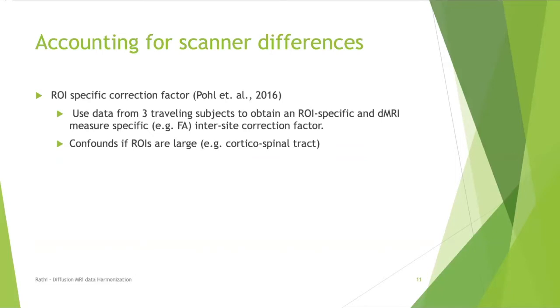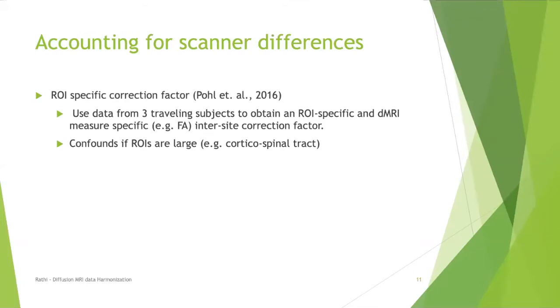Then there is another method that has been proposed, which is to use a correction factor. In this case, the authors used 3 traveling subjects from multiple sites, and they calculated the measure of interest in an ROI of interest, for example, FA, and then they find what the correction factor is, and then they add that correction factor to everybody else in the data set.